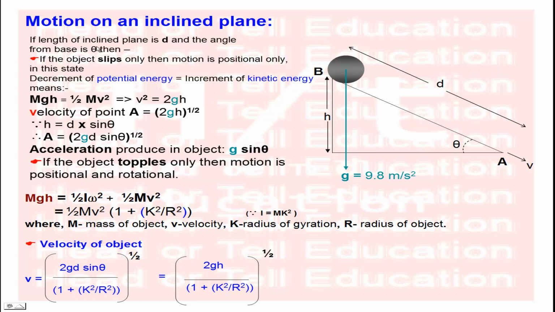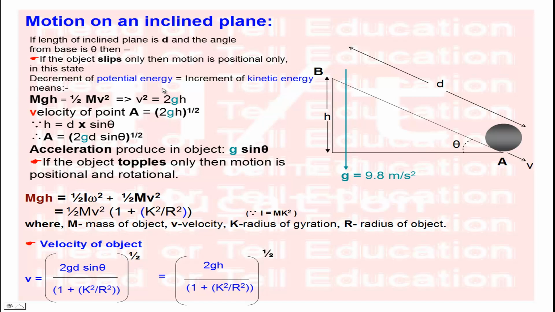So if the length of the inclined plane is d and the angle from the base is theta, the first point is: if the object slips only, then the motion is translational only. Means the object just slips, like this. So this motion is translational, from A to B or B to A. So the position is changed.